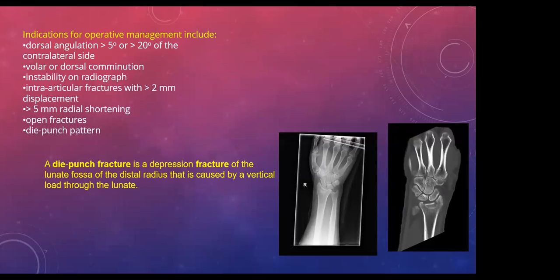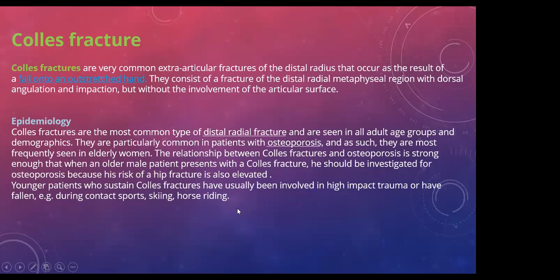A die punch pattern is a depression fracture of the lunate fossa of the distal radius that is caused by a vertical load with the lunate. This is a depression fracture. Colles fracture, a very common extra-articular fracture of the distal radius that occurs as a result of a fall on an outstretched hand, consists of a fracture of the distal radial metaphyseal region with dorsal angulation and impaction, but without involvement of the articular surface.